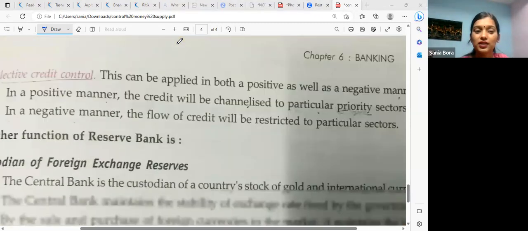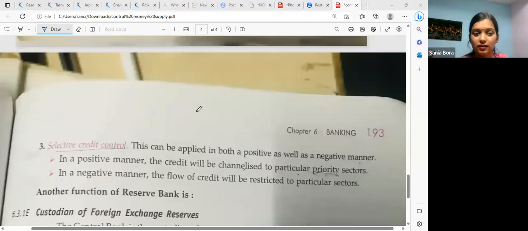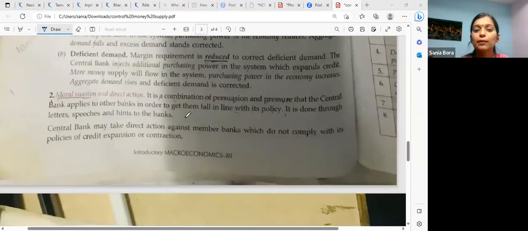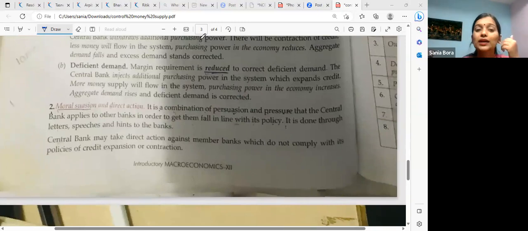Okay. Now, the second one is moral suasion and direct action. So, for example, you are spending your money a lot. I can orally tell you a story that, okay, Vanisha, there was a girl who used to spend a lot of money and one day she didn't have any money. Or, for example, you are scoring very good marks, so I can motivate you orally.